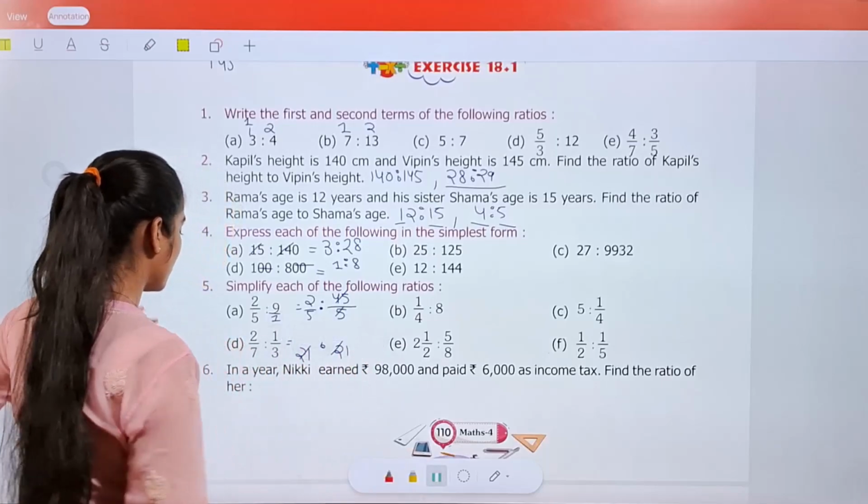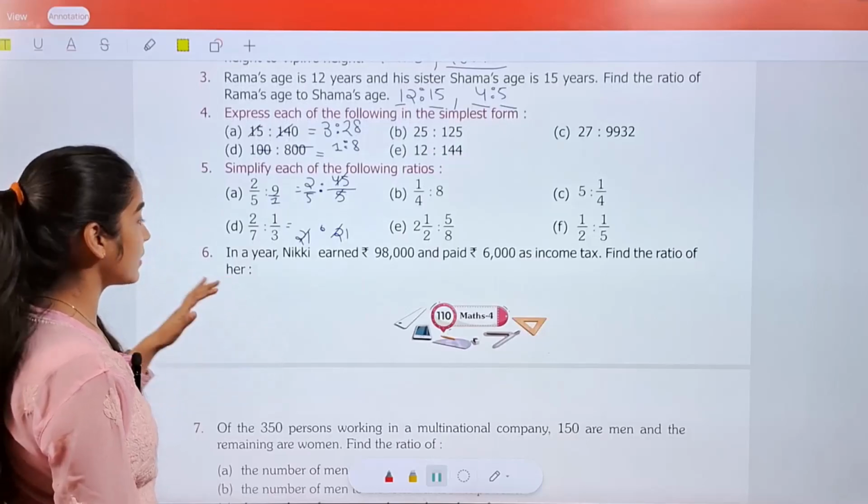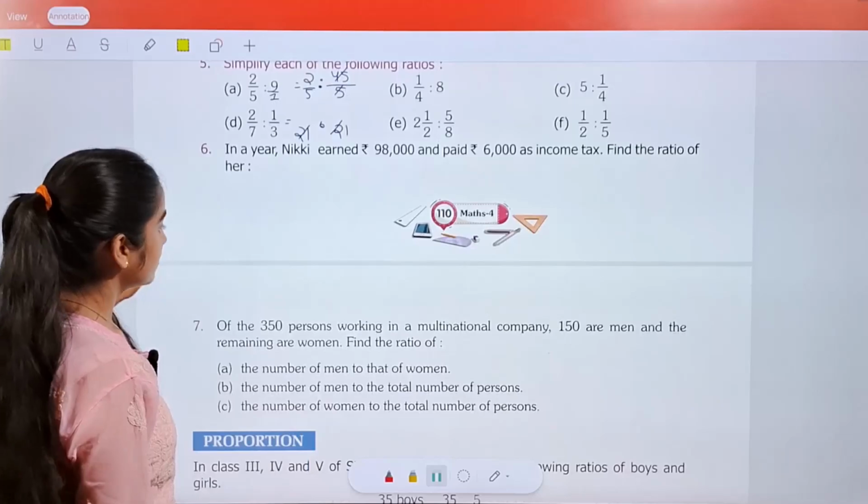In a year, Nikki earns 98,000 and paid 6,000 as income tax. Find the ratio of her what?